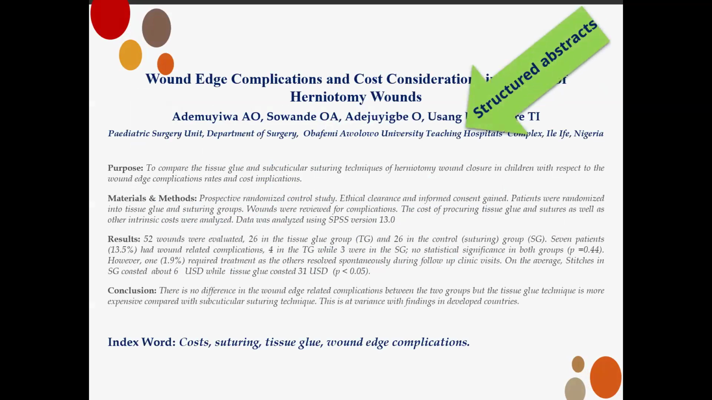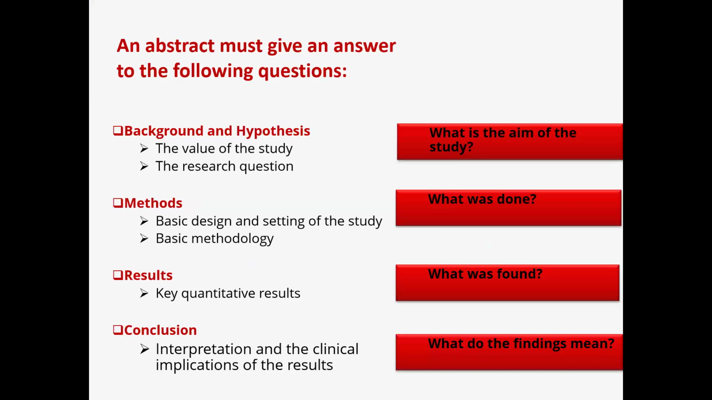The purpose or the background, the first part. Second part is the material and method part. The third part is the result part, and the fourth part is the conclusion part. So in the background and the hypothesis part, we have to write what is the value of the study, and we have to write the research question. So we highlight what is the aim of the study.